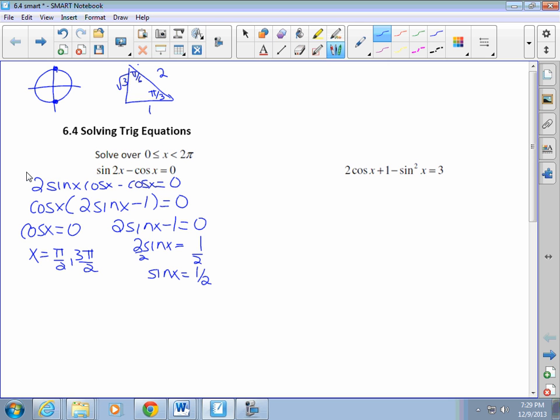So sine is opposite over hypotenuse. So to get opposite over hypotenuse, I'd have to be using the pi over 6. But using my CAST rule, I know that sine is positive in quadrant 1 and also in quadrant 2. So that means that it would be here, but also as a reference angle with pi over 6. So that would make this 5 pi over 6.